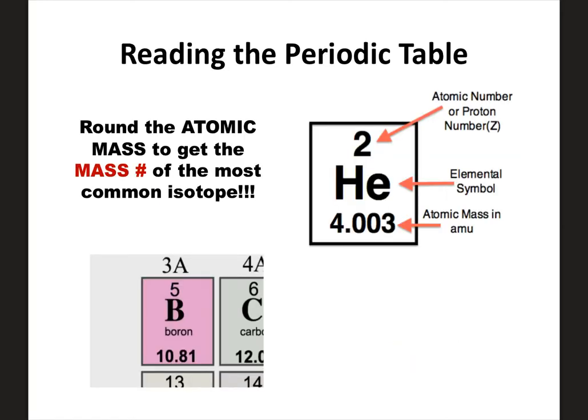Some more information here about reading the periodic table. We already said that the mass number is technically not on the periodic table, but you can round a number on the periodic table to get the most common mass number.